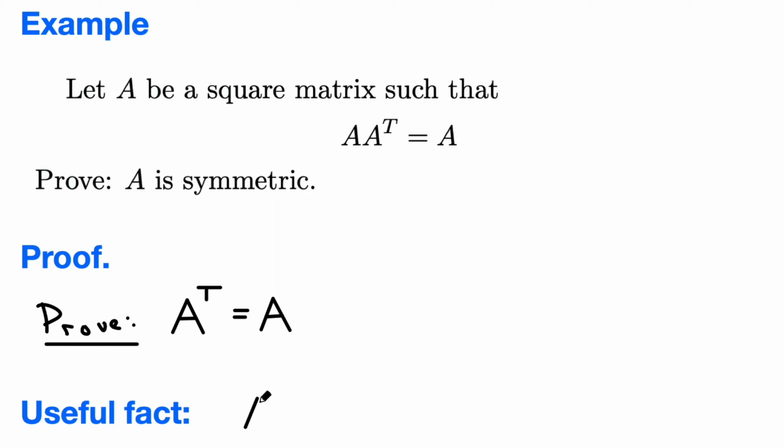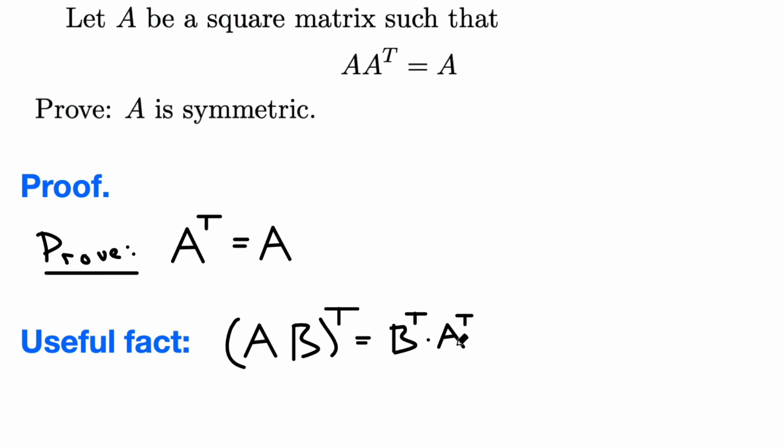If you have two matrices, A and B, and you take their transpose, let me rewrite this just a little bit clearer. So the transpose of AB is B transpose times A transpose. And notice if I were to write A transpose B transpose, in many cases the multiplication itself is meaningless. So let's see if this useful fact can help us.